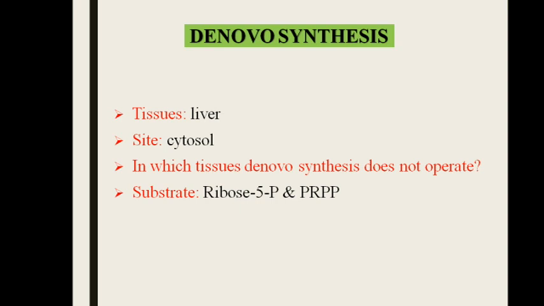So I hope till now you are clear, because it is a de novo synthesis. It is going to operate mainly in the liver. Most of the cells can also synthesize them. Number 3, it is going to synthesize in the cytosol, and the 4 tissues which do not depend on de novo are brain, WBC, RBC and bone marrow. The prerequisite is ribose 5-phosphate along with PRPP.